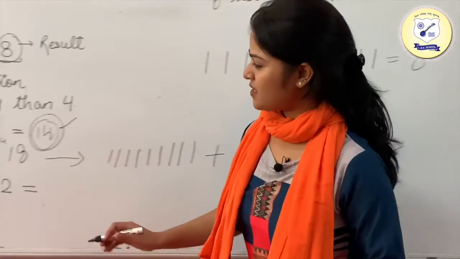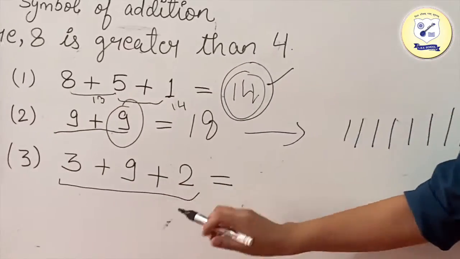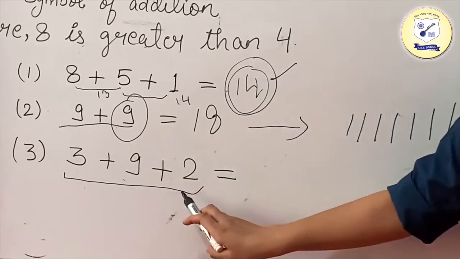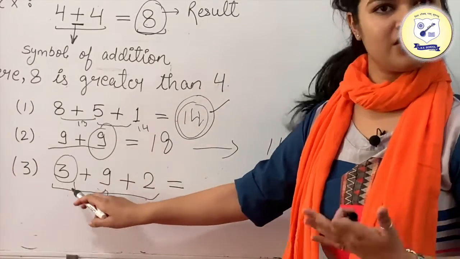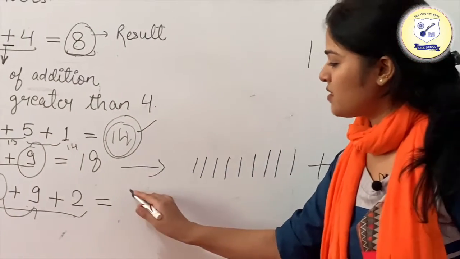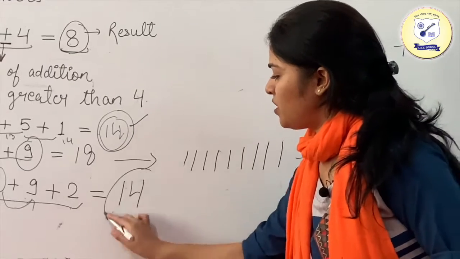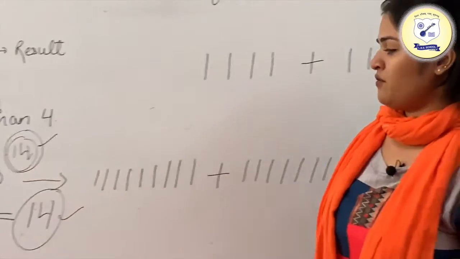Now the next example is, here we are having 3 digits. 3 plus 9 plus 2. What would it be? 3 plus 9, or 9 plus 3, is 12. 12 plus 2 is 14. So your answer would be 14.